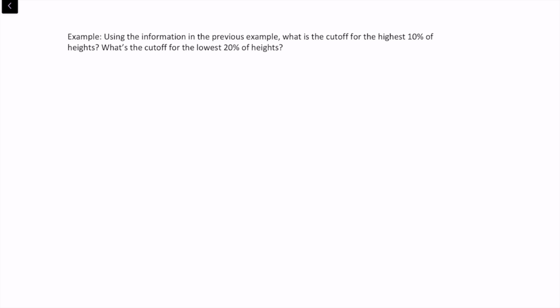So what we've been doing up to this point is that we've been given the z-score, or the value, and we've been asked to calculate the area, which is the probability. Well, in this particular question, we're going what I like to call backwards. This time we don't know the actual value. In this case, we don't know the height, but we do know the area. So let's take the first question. What is the cutoff for the highest 10% of heights?